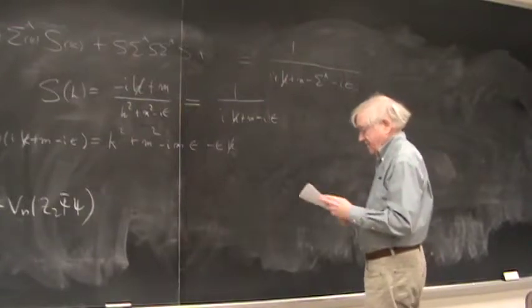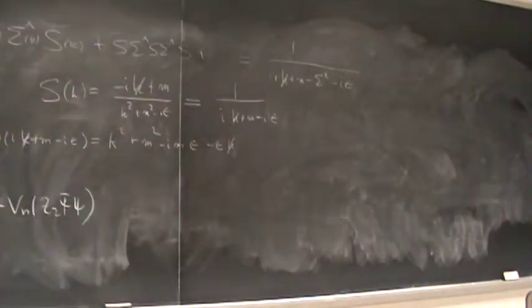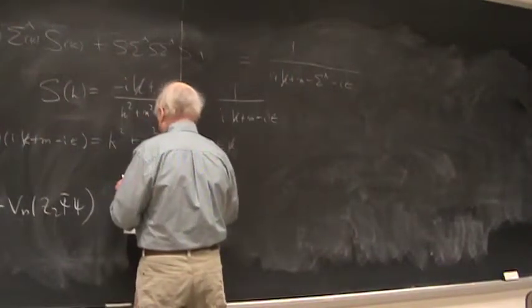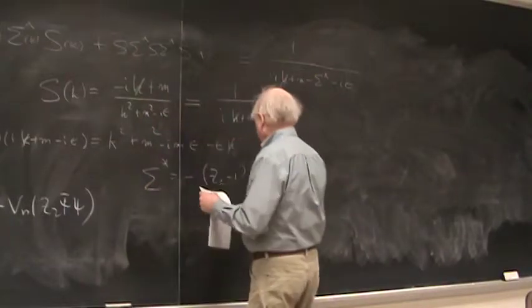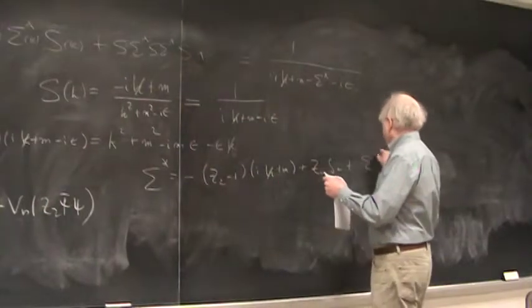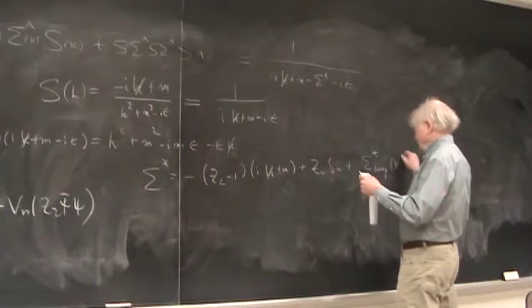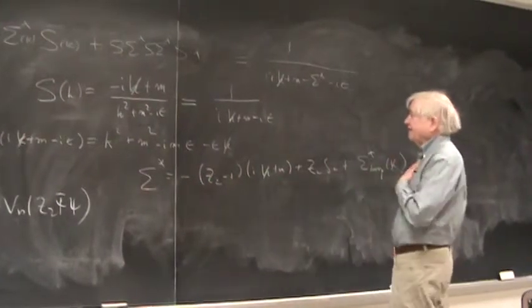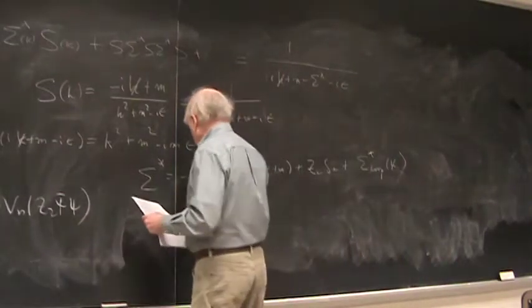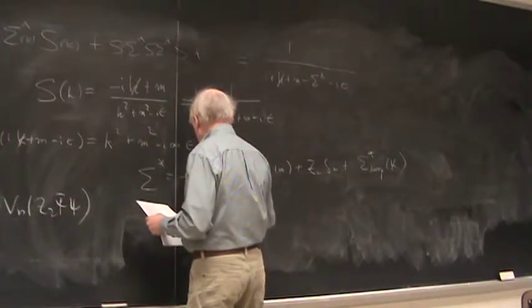And now, once again, one finds that the Σ star is equal to minus (Z2 minus 1)(i k-slash plus m) plus Z2 delta m plus Σ star loop of k-slash. And we want Σ star of i m.